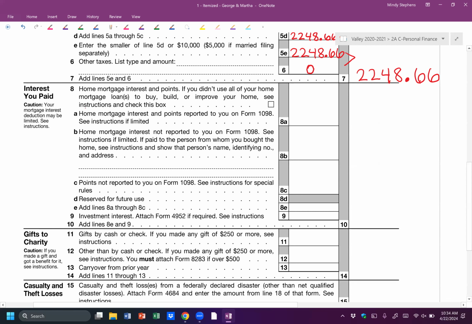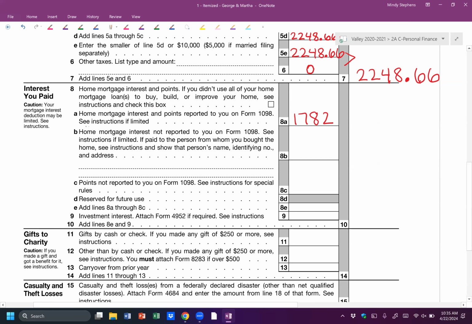So A says home mortgage interest and points reported on your form 1098. We would have another form. We're not going to get into that form, but it's just going to be listed. Does he have home mortgage interest listed on his information sheet? Yes. So how much is that? Perfect. We're going to write that number down. So $1,782 on 8A. It doesn't say points anywhere, so we just ignore that. We just worry about the home mortgage interest.